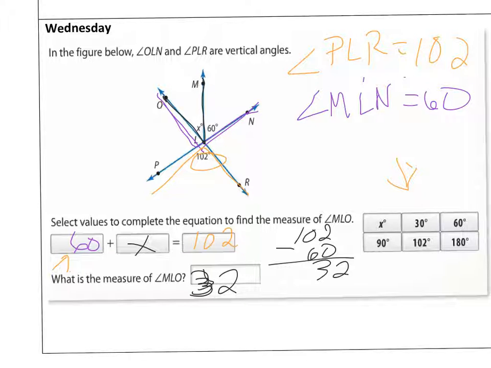So in the end, it's a one-step equation. We subtract 102 minus 60, and we're left over with 32 degrees. So measure angle MLO is 32 degrees.